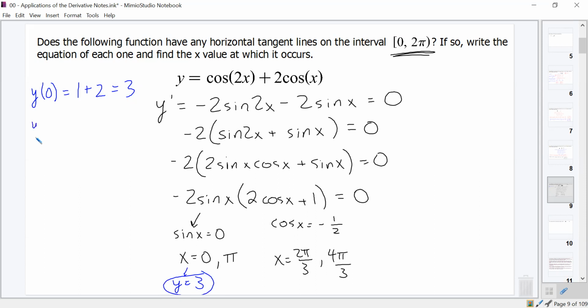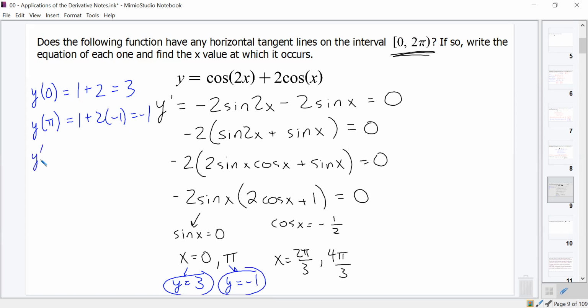If we plug in pi, we end up with the cosine of 2 pi. Remember that 2 pi is effectively the same as 0. So the cosine of 2 pi or the cosine of 0 is still just 1. And then the cosine of pi is -1. So this is plus 2 times -1, which gives us -1. So pi yields for us y equals -1.